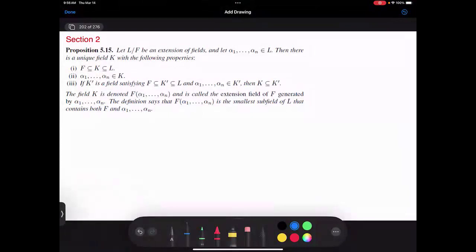All right, what I want to do today is try to finish the theory of much of chapter 5 on fields. We're going to start off by saying L is an extension of fields, and we're going to choose some numbers alpha 1, alpha 2, and so on in L. We're going to look at what happens if we add these elements to the base field K.